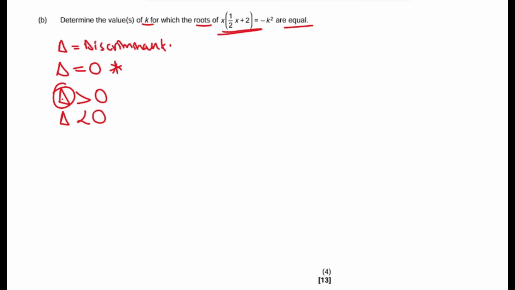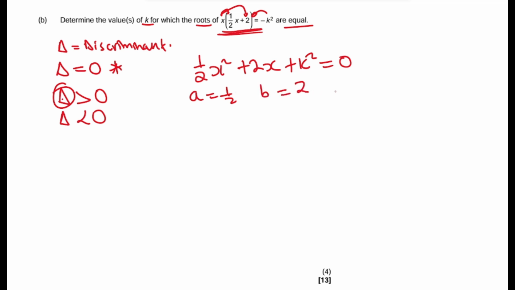Here we have to write this in standard form in terms of x. You have to have x squared, x, and then anything that does not have x is your constant, your c. So we're going to distribute x here. It becomes half x squared plus 2x. Then let's bring this k to the left hand side, plus k squared is equal to 0. So our a is equal to 1 over 2, our b is equal to 2, and our c is equal to k squared.